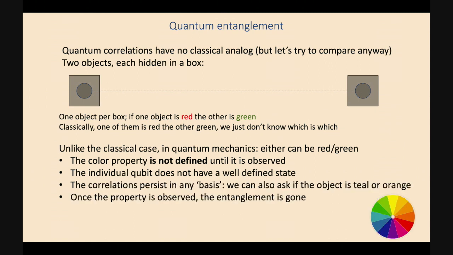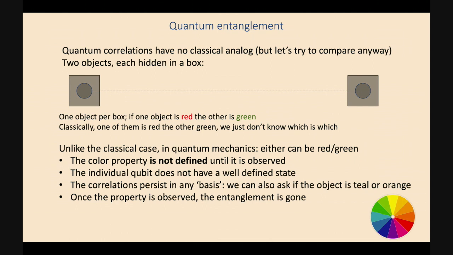And then there are perfect correlations. So if you find the one to be red, the other is green, and vice versa. But with these correlations, one distinguishing feature is that these properties are not well defined beforehand. The other distinguishing feature is that these correlations persist in different bases.